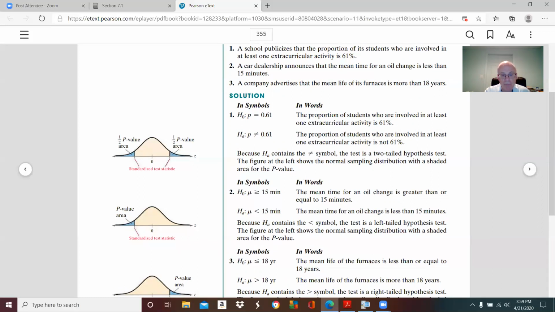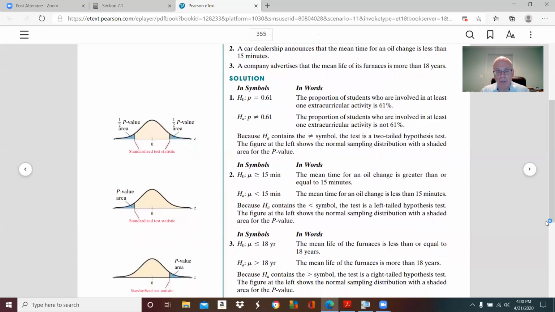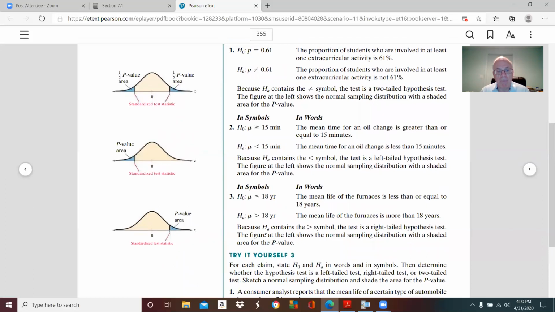be the p-value. And finally, number 3 says a company advertises the mean life of its furnaces is more than 18 years. More than is one of the choices for the alternative hypothesis. Since it's greater than, we're going to do a right tail test. And this blue area here is going to be your p-value. Once we calculate our test statistic, we'll plot it, and then the area to the right of it is going to be the p-value. We'll do actual examples of this next time, actual word problems.